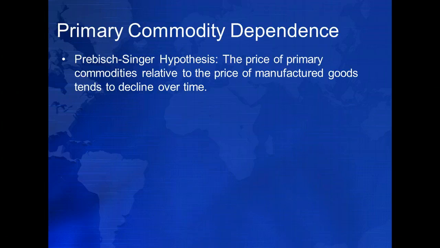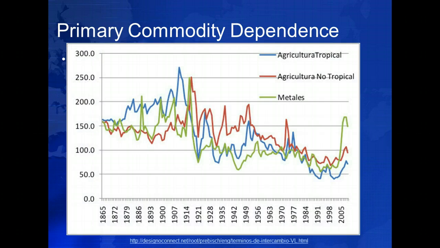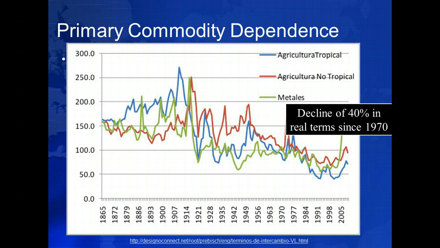The Prebisch-Singer hypothesis captured a general trend in the price of commodities, particularly during the post-World War II development era. As the graph here illustrates, the relative prices for primary and tropical and non-tropical agricultural commodities, as well as for minerals, has generally declined over the long term, despite sharply fluctuating prices over the short term. Even setting aside the sharp price spikes associated with the 1979 and 1973 oil crises, the real prices, adjusted for inflation, of primary commodities declined by 40% from 1970 to 1998.